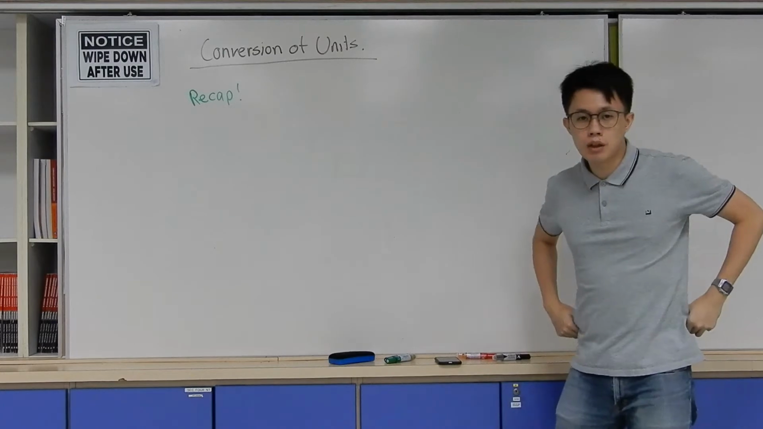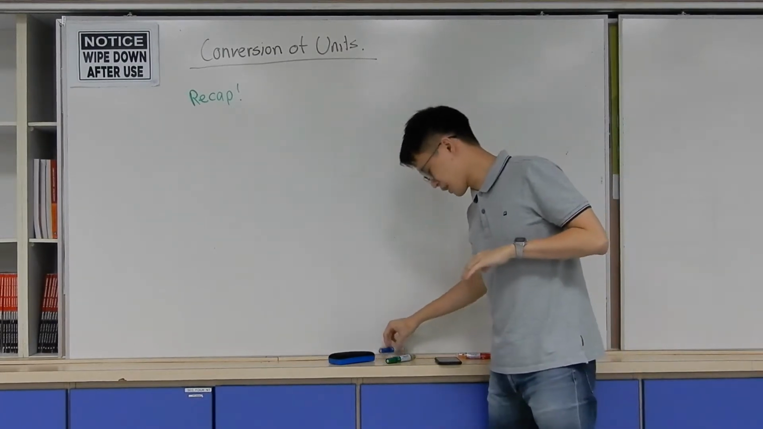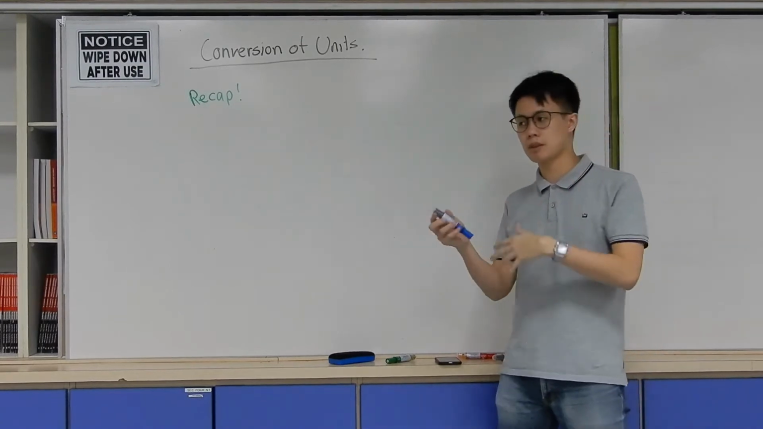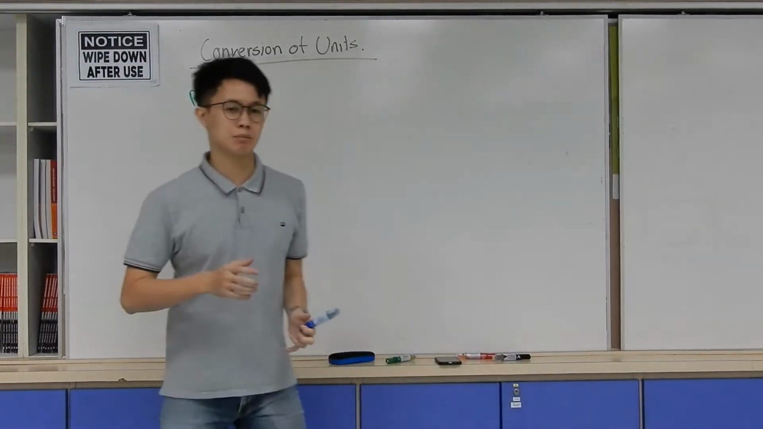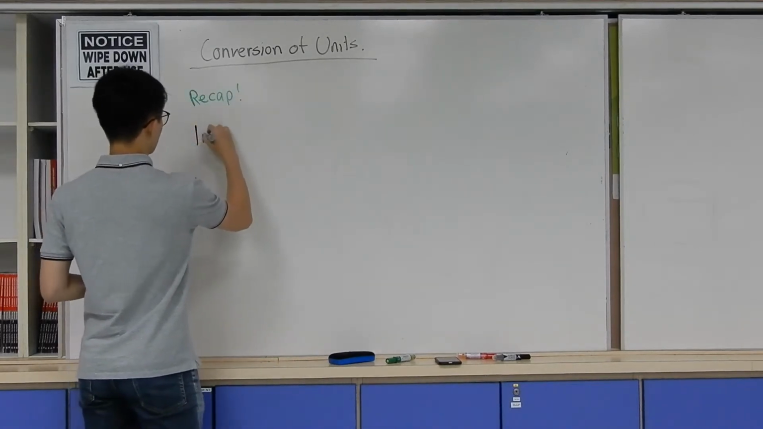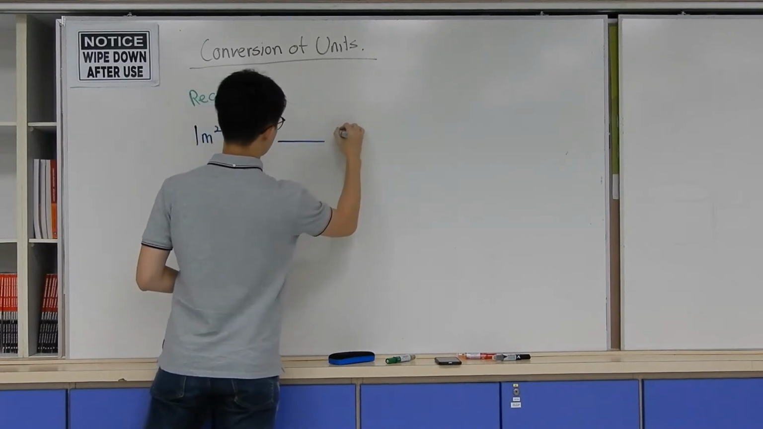Okay, so welcome to this lesson on conversion of units. Let's begin by doing some recap on what we've learned previously. How can I simply convert 1 meter squared to something cm squared?